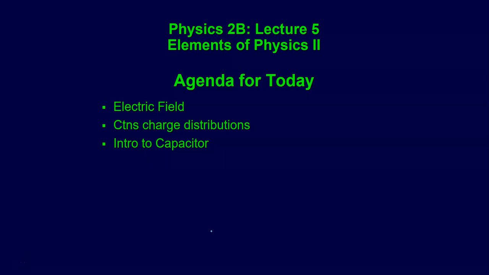Chapter or lecture 5 now, and we're going to be looking at the electric field and what we call continuous charge distribution. So we're going to look at ways that we can be a little bit more flexible with the electric field. Pretty much all we know how to deal with right now are just point charges. So we're going to try to see if we can deal with other kinds of objects. We're going to try to end up here today with the introduction to the capacitor.